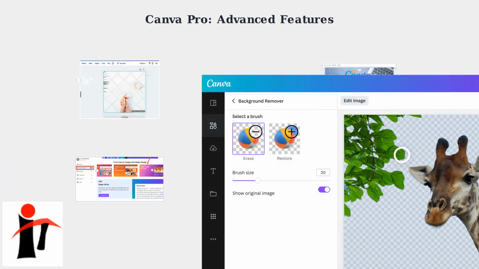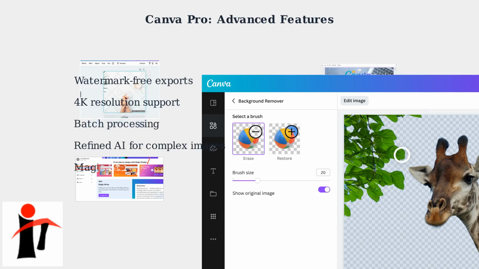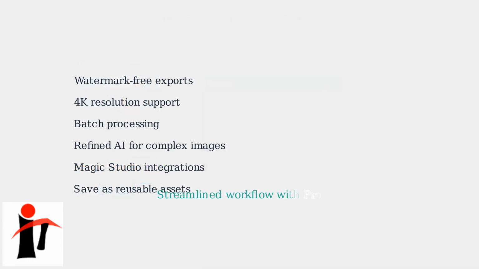With a Canva Pro subscription, you unlock advanced features like watermark-free exports, 4K resolution, and batch processing. The process is similar to the free method, but the AI is more refined, reducing artifacts in complex images. Pro users also gain access to Magic Studio integrations and can save transparent elements as reusable assets, streamlining their workflow.